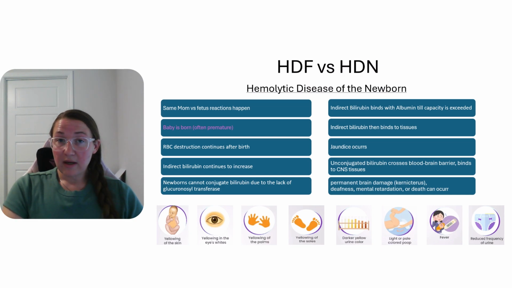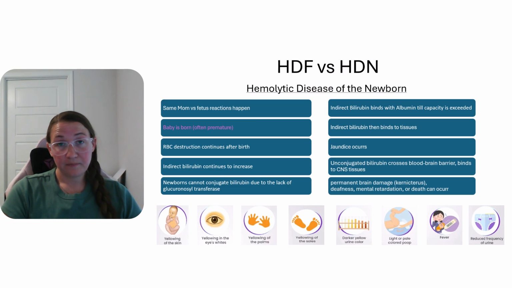So as the indirect bilirubin continues to increase, newborns can't conjugate this bilirubin. And they lack something called glucuronosyl transferase, which helps with the conjugation of bilirubin. And since they lack this, they're unable to do that. So with nowhere for the indirect bilirubin to go, it starts binding with albumin.